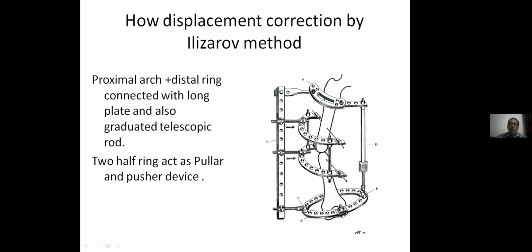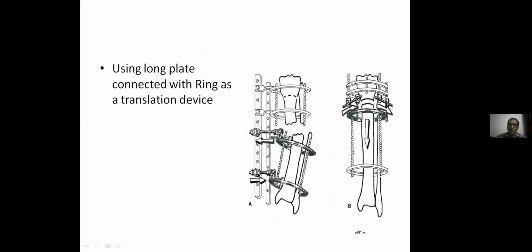Now, how is displacement corrected by the Ilizarov method? Here, multiple options. In this picture, the angular deformity of the femur is corrected by a proximal arch and distal ring connected with a long plate and also a graduated telescopic rod. Here, two half rings act as a puller and pusher device. In this displacement of this fracture, here using a long plate connected with a ring as a translation device.